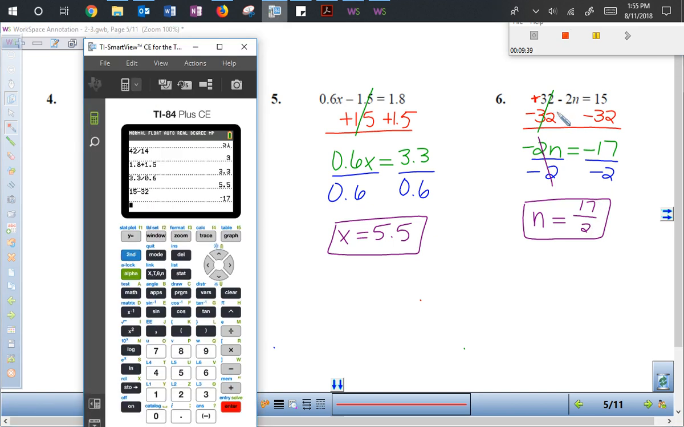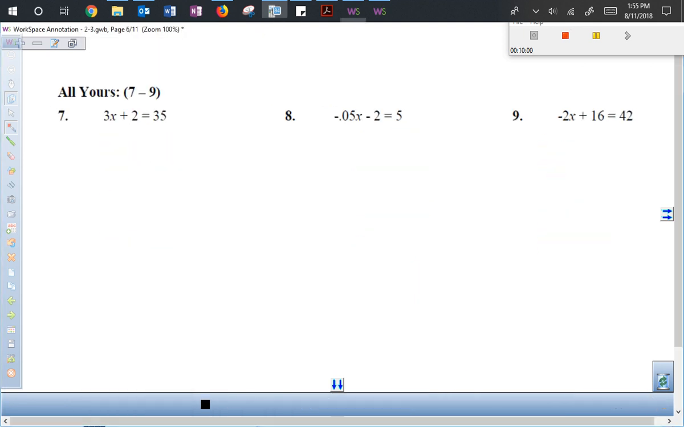So I'm going to have 32 minus 2 times 17 over 2. Let's see what happens. So 32 minus 2 parentheses, I want to substitute 17 halves in for n, so 17 divided by 2, close my parentheses. And my calculator says I get a result of 15, which is what we started with, so we're okay. Next, please go ahead and pause the video and do 7, 8, and 9 on your own.